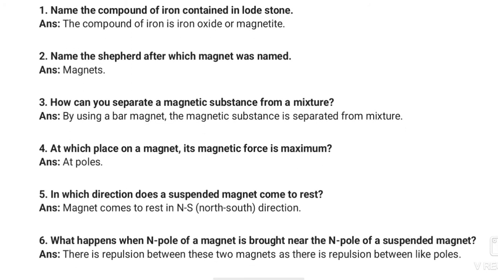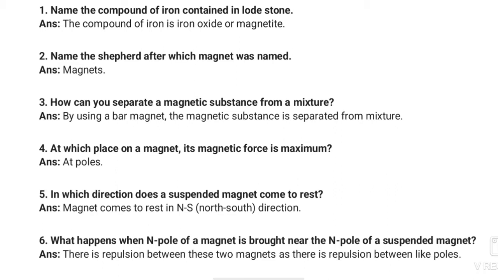Third question, how can you separate a magnetic substance from a mixture? By using a bar magnet, the magnetic substance is separated from the mixture. When we take a bar magnet and rub it in the mixture, the magnetic substances are attracted to the bar magnet, and through this process we separate the mixture.